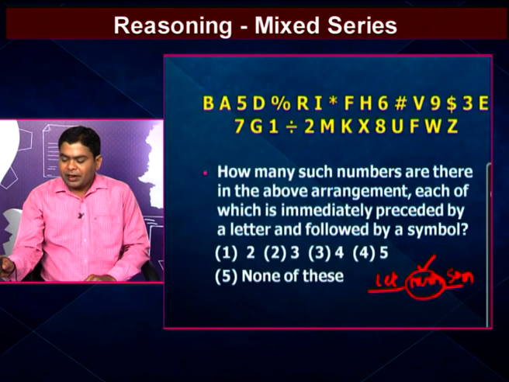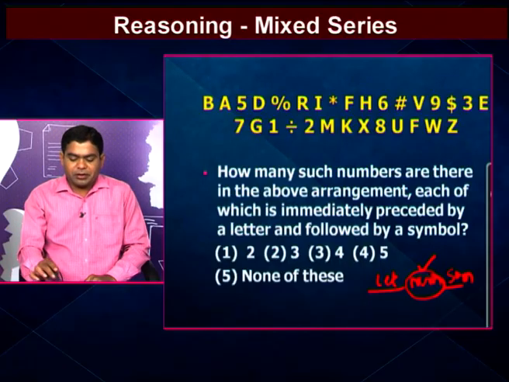After that we go to the next number, that one is 3. Here the left side is a symbol, that means not satisfied. After that we go to the next one, that one is 7. Here the left side is a letter but the right side is not a symbol. After that we go to the next one, that one is 1. Here the left side is G, the right side is a symbol, that means 1 is satisfied. After that we go to the next number, so here 2 is there, the left side must be a letter but here a symbol is there, that means that one is not satisfied. After that we go to the next one, that one is X, the right side is U, that means not satisfied by the given condition.